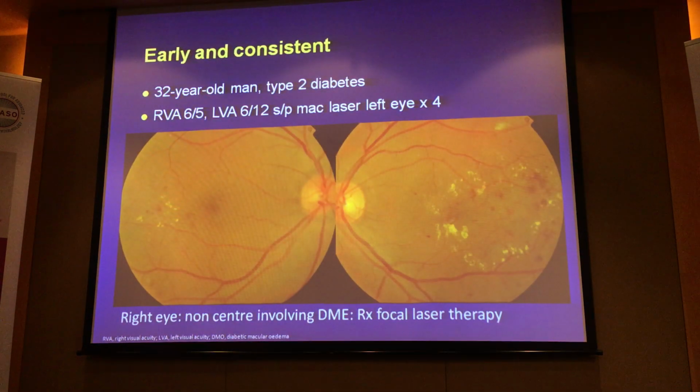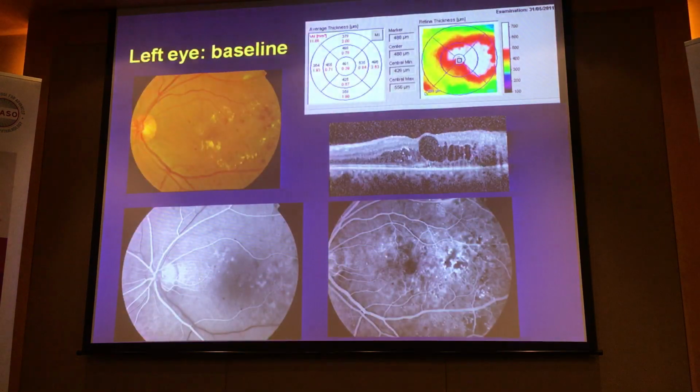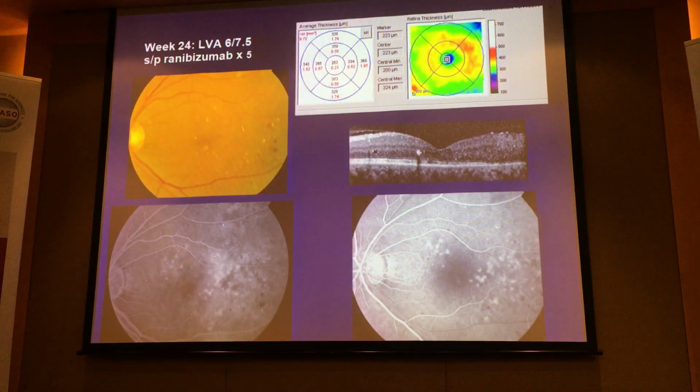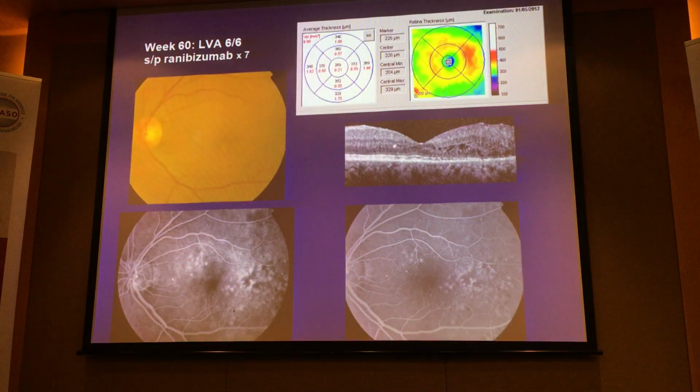This is an example of early and consistent. This 32-year-old, 6/12 vision in the left, 6/5 in the right. The main problem here is in the left. You can see macular edema, which is center involved. The patient is then given ranibizumab, 5 injections, and the macula dries up consistently. Very early response, within 5 injections is dry. After 7 injections, week 60, so that's quite good, right? 60 is 5 years. He's only had 2 more injections, and his visual acuity is 6/6. So this is one example of early consistent response.